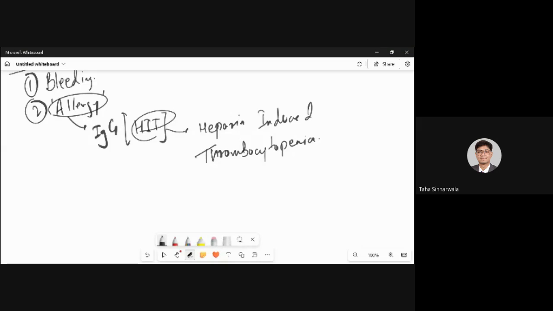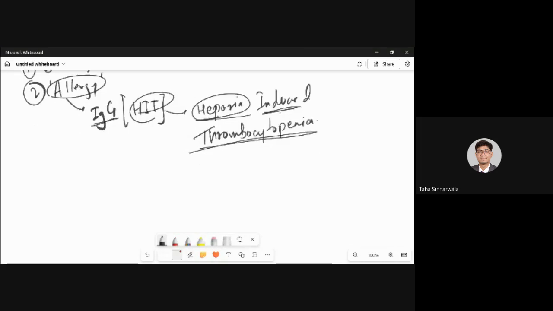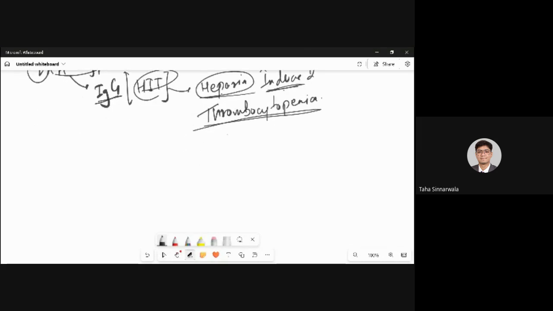Okay. So it's an IgG mediated condition, which is heparin induced thrombocytopenia. Now, simply based on the name, what can we figure out? It was induced by heparin. So you gave someone heparin and then you developed thrombocytopenia. Now, why did you develop thrombocytopenia? Because you developed an IgG antibody against platelets.